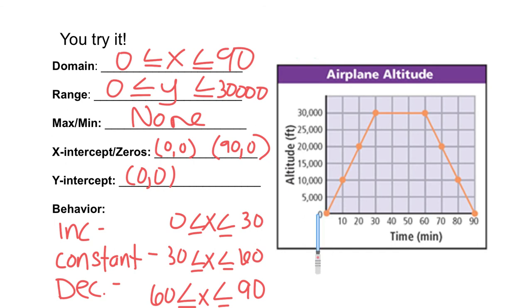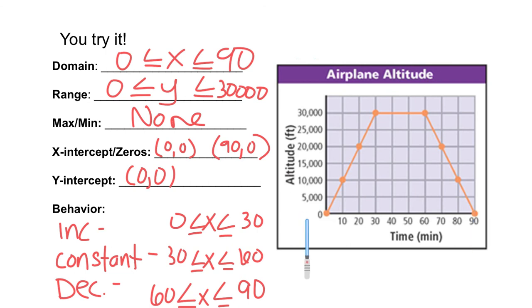And then on the next one, its domain went from 0 across to 90. That was the furthest left and right it went. The range was from 0 up to 30,000. There was no maximum. You might have thought this was a maximum, but it's multiple points here, so we don't call that a maximum. It's only a maximum if it's 1. So no maximum. There were 2 x-intercepts, one at 0, 0, and one at 90, 0, and a y-intercept at 0, 0.